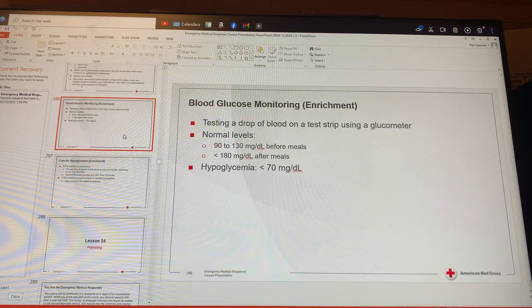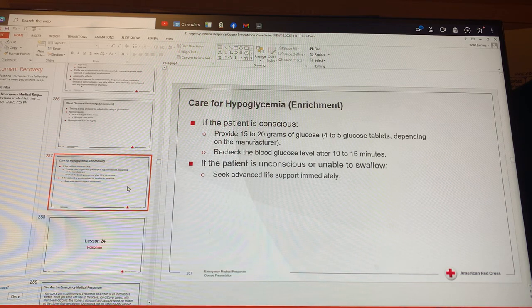Blood glucose monitoring. Test a drop of blood on a test strip using a glucometer. The normal levels, okay, are 90 to 130 milligrams before meals, 180 milligrams after meals. Hypoglycemia is below 70 milligrams. Now, this is how you care for hypoglycemia.